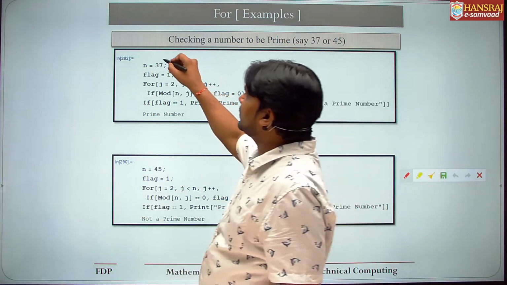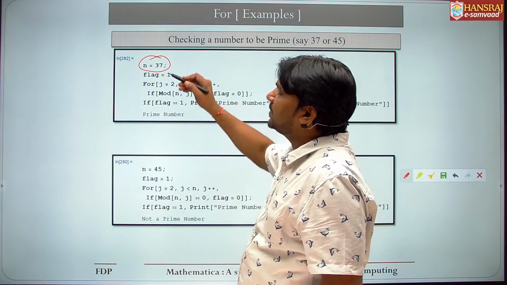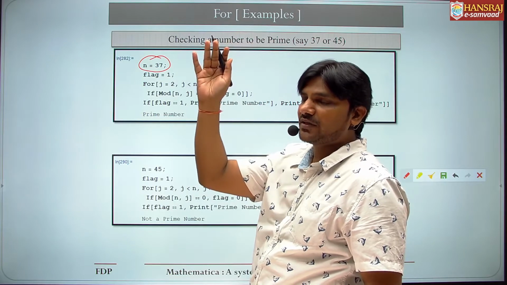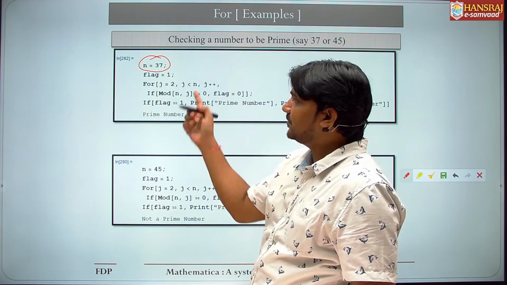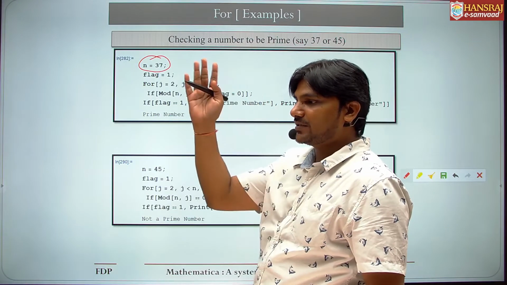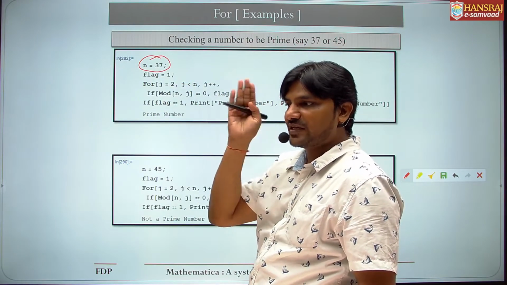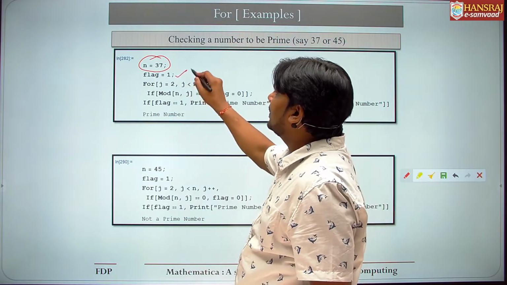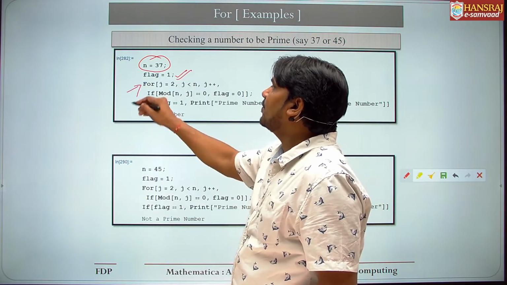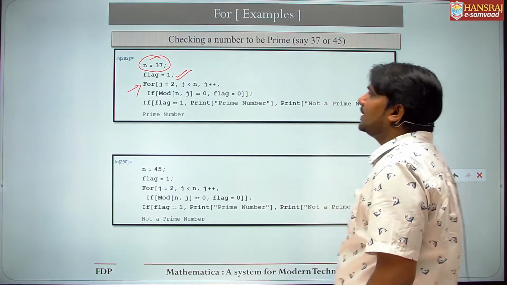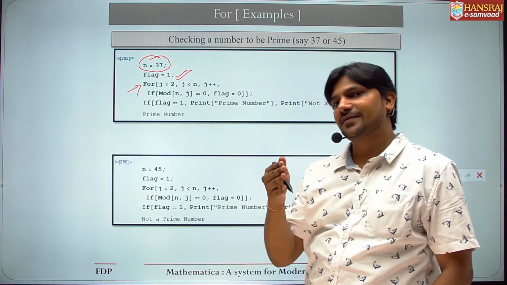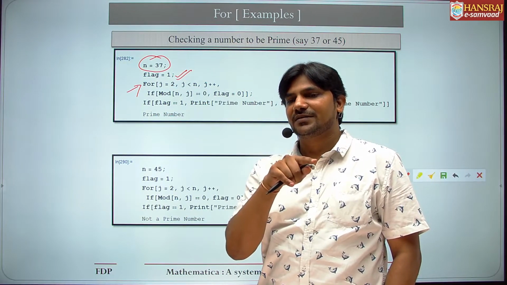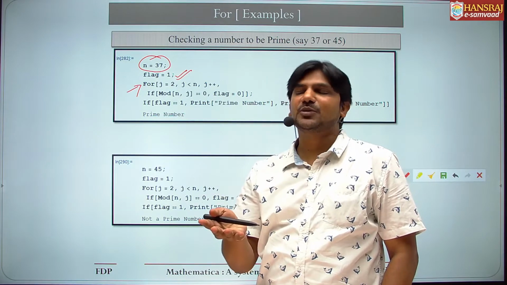Here let's say you want to check n equal to 37. If it is prime, we will flag 1. It is not divisible by any number, so the flag is 1, right? So here you can understand the concept of flag. If something is okay, that means flag is 1. If something is wrong, flag is 0. So I have written flag 1, then the for loop will start, and we will check by dividing the number starting from 2, not 1, because 1 will always divide any number, right?